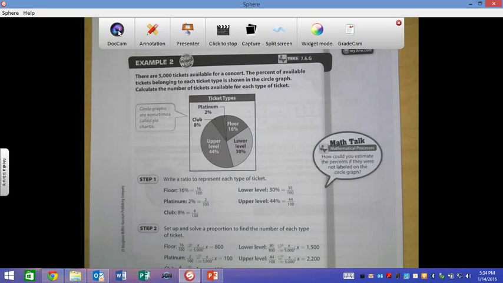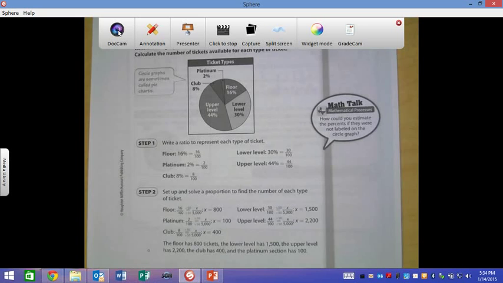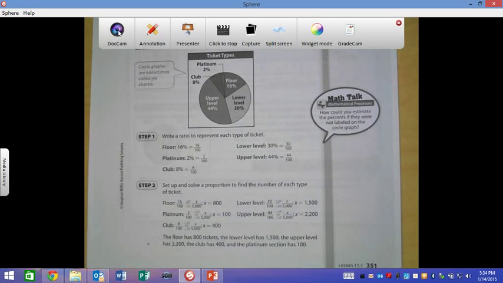So we know percent means out of 100, so then we can create our ratios. Once we have our ratios, we can set up and solve a proportion to find the number of each type of ticket. So obviously the work is there. I'm not going to read everything out to you. Take a minute, look over the work, and then you will be able to figure out what your answer is. It says the floor has 800 tickets. The lower level should have 1,500. The upper level has 2,200. The club has 400. And the platinum section has 100.